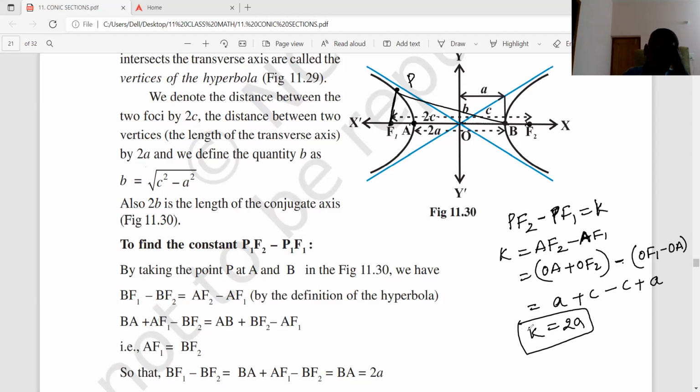But we don't have to prove it this way, right? Even if we just take the coordinates as (c, 0) and (minus c, 0), we can directly get to know it's 2a. Okay, 2a, I understand. With this distance, PF2 minus PF1, we are proving. Yes, sir, I just realized. I'm very sorry. No problem.